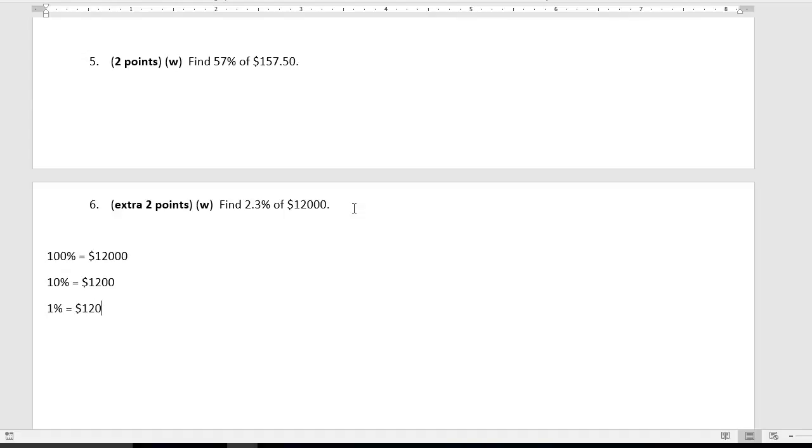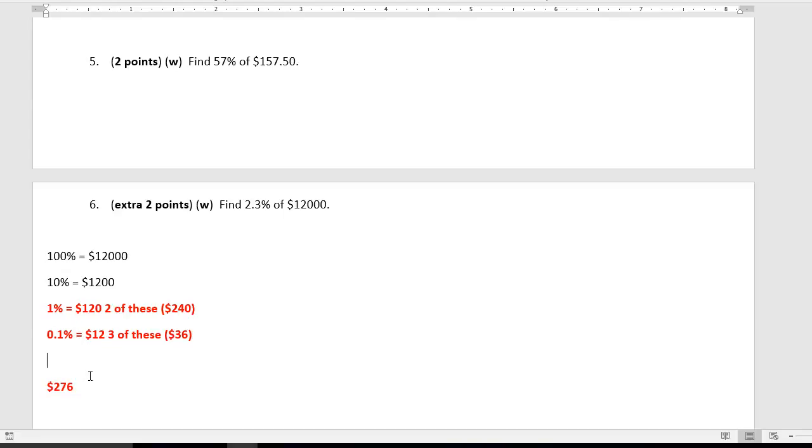You see the pattern now. What's interesting is 1/10 of 1% is just going to be $12. So you're just moving that decimal each time: 100 to 10 to 1 to 0.1. So for 2.3%, you can take 2 of these and 3 of these. Two of these would give you $240, and then 3 of these would give you $36. Then you add 240 and 36 to get $276.